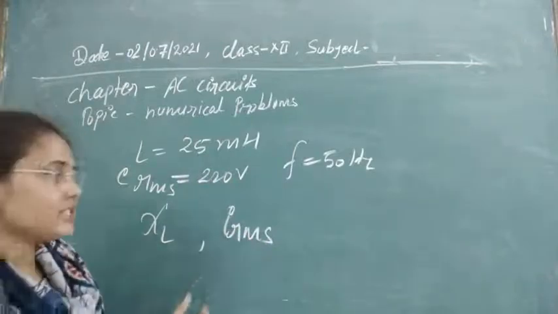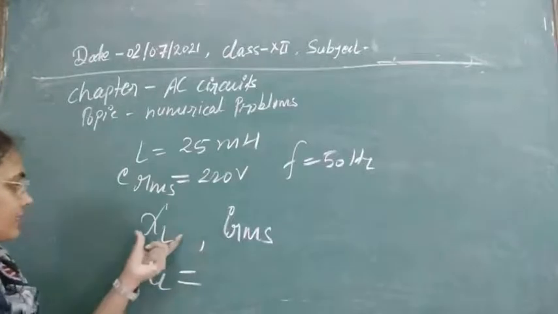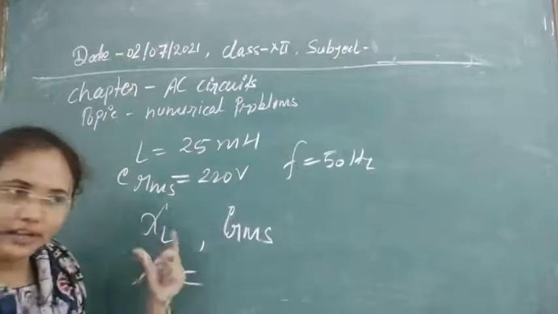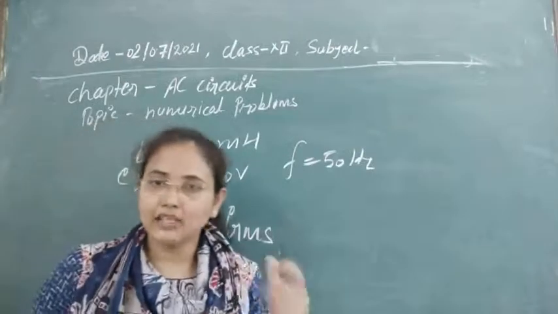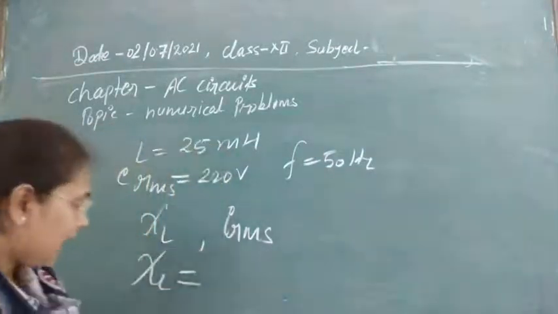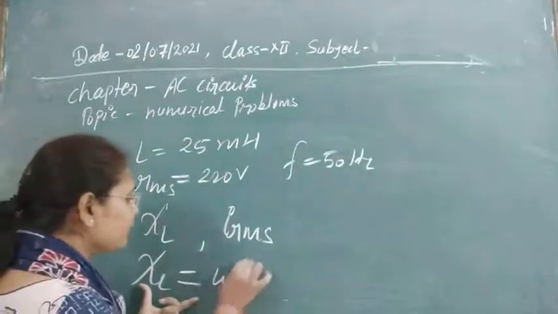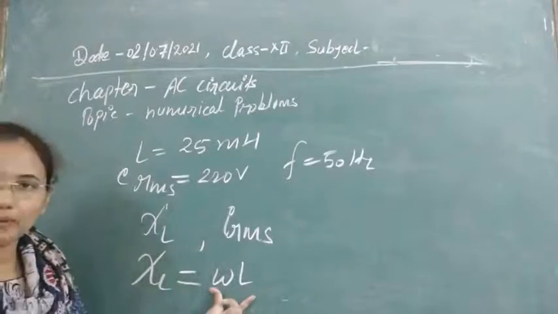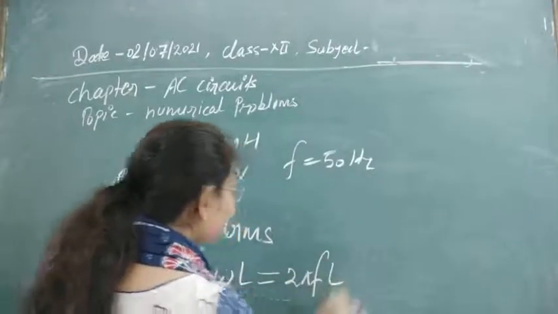So let's first see the formula we will use to find the inductive reactance. Whenever current passes through an inductor, it is opposed due to the production of induced EMF, and that induced EMF offers the resistance, whose value for the inductor is omega L. So in place of omega we can write 2 pi f and L.